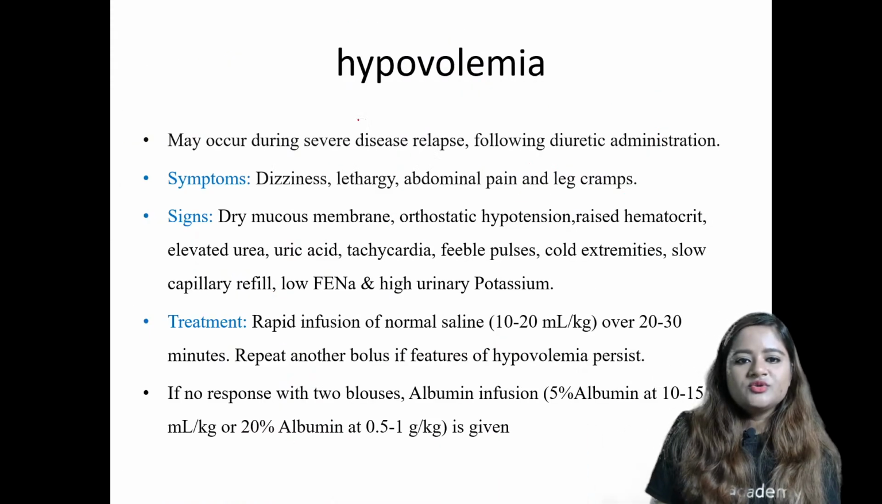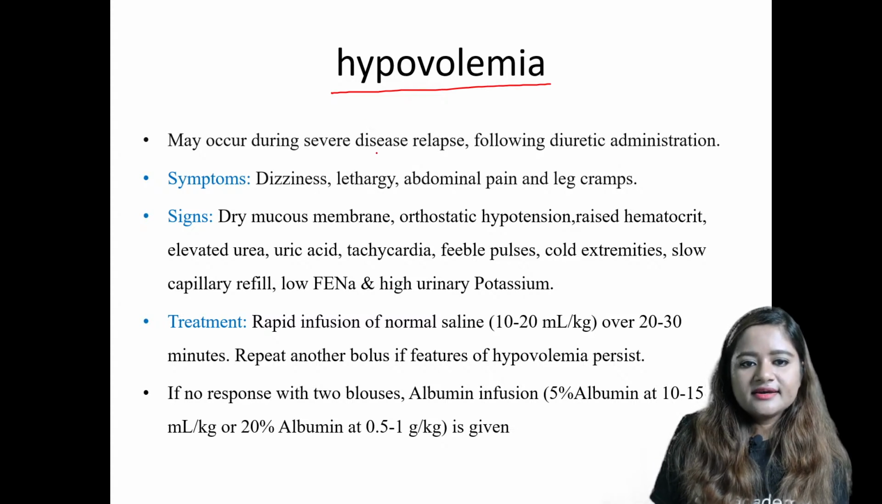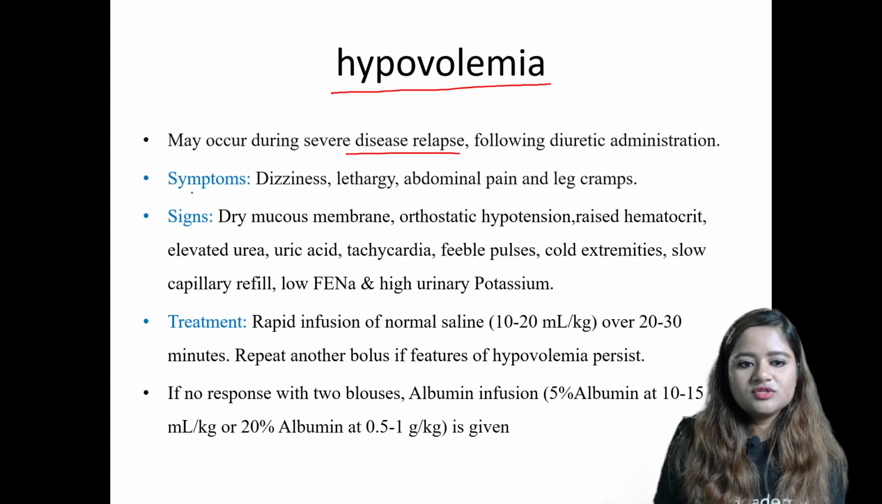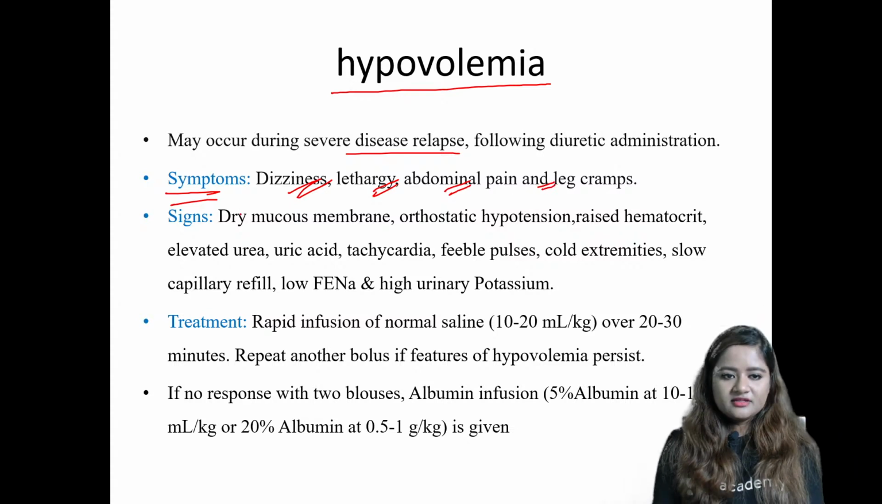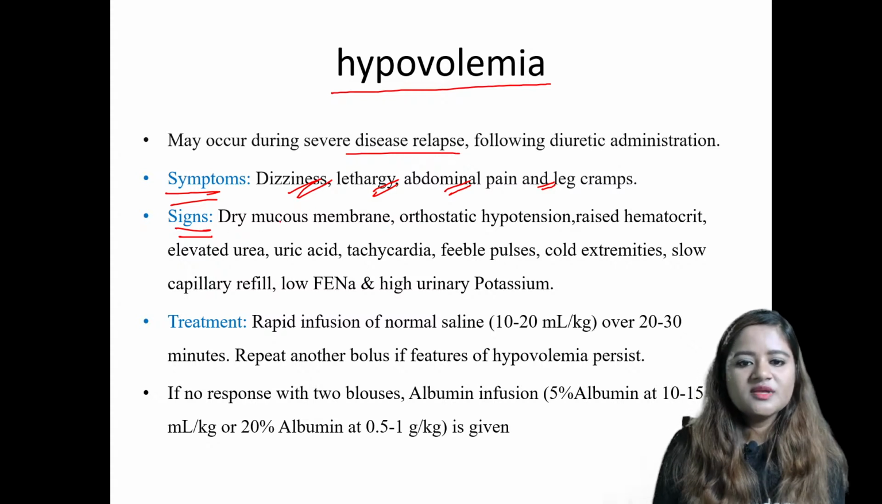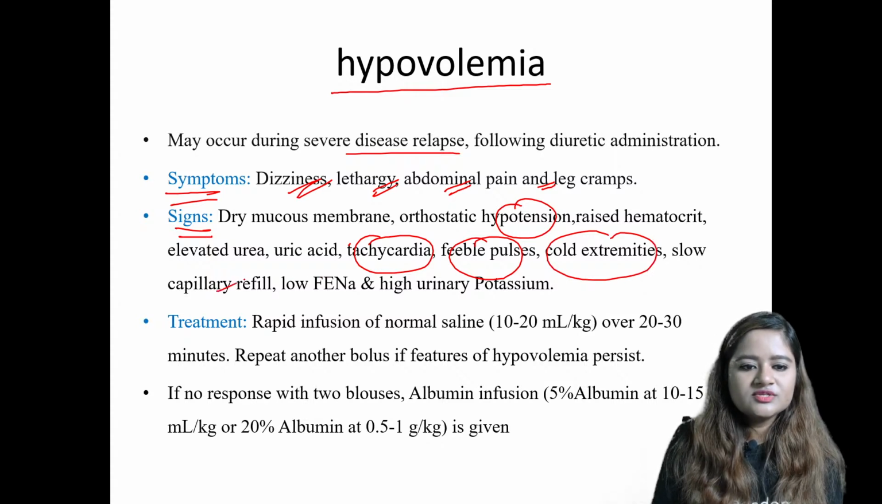So you have to be very sure about this hypovolemia complication. It can occur in disease relapse also. The symptoms of hypovolemia, as we all know: the patient will go dizzy, be lethargic, and complain of abdominal pain, and there could be pain in other parts of the body. If you examine, there are signs of fluid deficit. Whenever there is less fluid in the body, what is going to happen? Our BP will fall, heart rate will increase, the pulses will be feeble, there will be cold extremities, and there is going to be slow CFT.